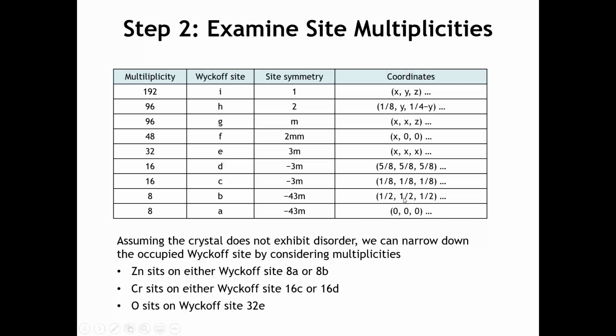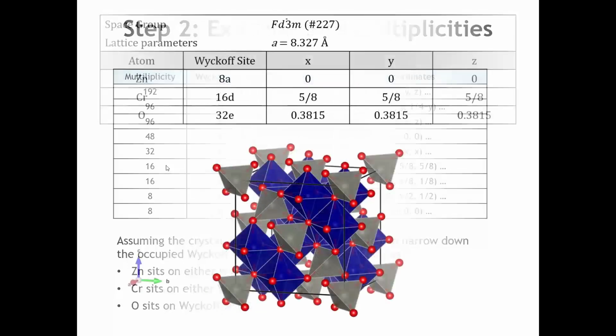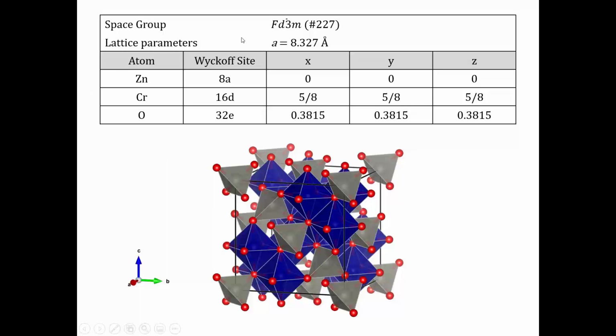There's not that many combinations between zinc on 8A or 8B and chromium on 16C or 16D. So we could actually, by trial and error, probably come up with a pretty reasonable crystal structure for this. As it turns out, the crystal structure for this compound is shown here. We do have zinc on Wyckoff site 8A, chromium on 16D, and the oxygen goes on 32E. And that free coordinate, the XXX, X is 0.3815, that fraction of the way through the unit cell.